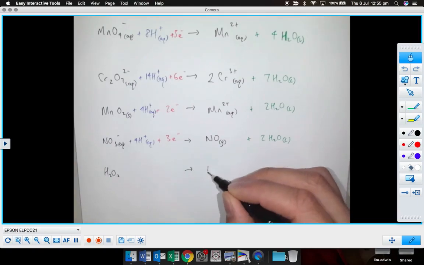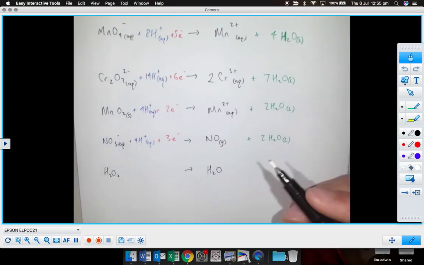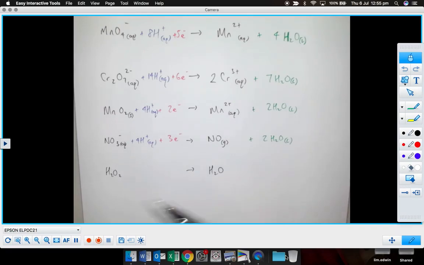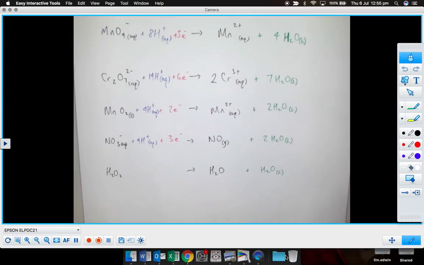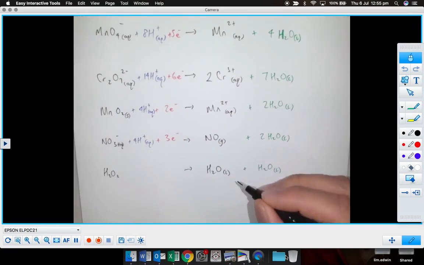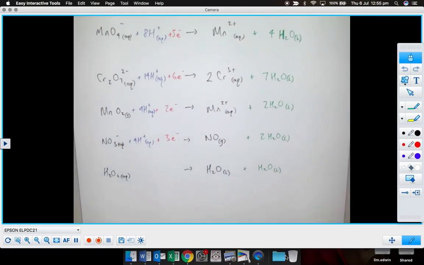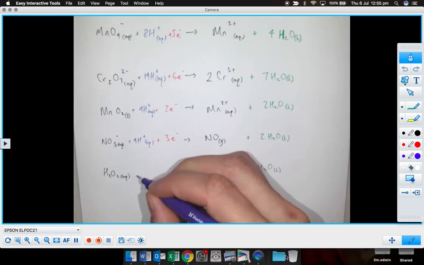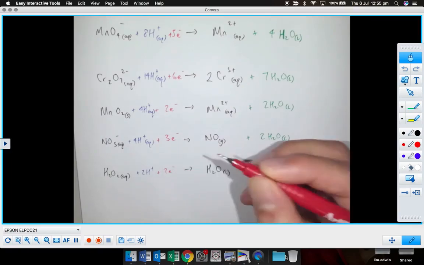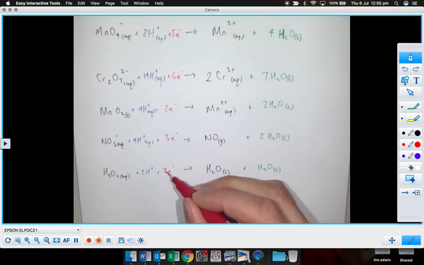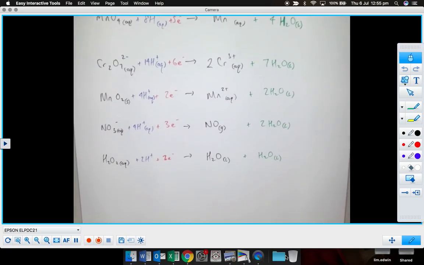H2O2 goes to H2O. Alright, I've got to balance the non-oxygen and hydrogen elements. There are none. I've got to balance out the oxygens, so I've got to balance out by adding another water over here. And then I've got to add in some hydrogens over here, and then some electrons over here. You're not always going to have reduction equations. It just seems to be that we've written down lots of reduction equations. Let's go to the next one.